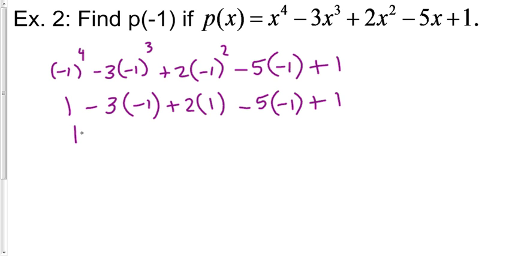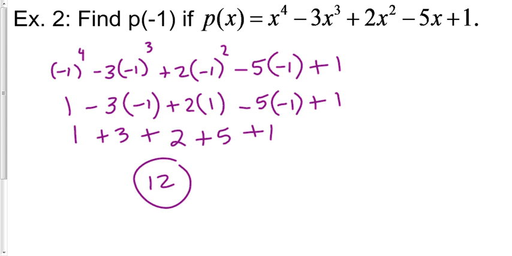Now I want to multiply next. -3 times -1 is +3. 2 times 1 is 2. -5 times -1 is a +5. And then we have a +1. And now I can simply just add all the way across. So we've got 4, 5, 6, 11, 12. There you go. So p of -1 is 12.